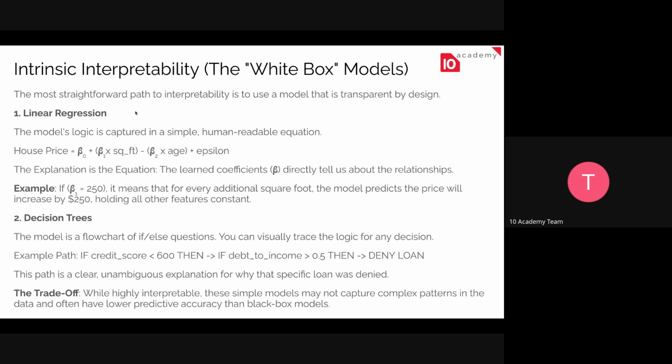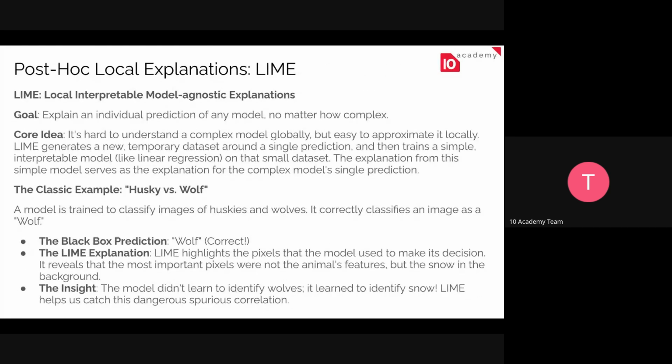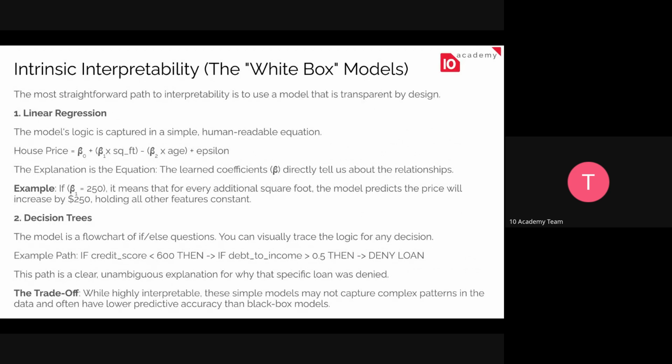Sorry. So for intrinsic interpretability, or the white box models, it's just straightforward interpretability: use a model that is transparent by design. For this example, we have two very simple models, linear regression and the decision tree. I think most of you at least know the house price prediction data set. You can find it on Kaggle. The model is captured in a simple human readable equation, so the model can be explained in an equation.